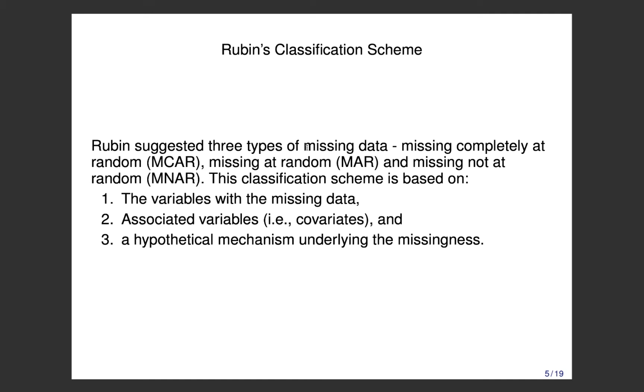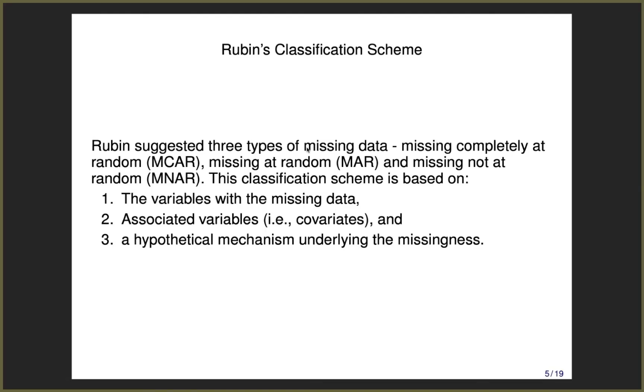So Rubin has the most prominent classification of missing data that people use today. And essentially there are three types of missing data. There are data that are missing completely at random, data that are missing at random, and data that are missing not at random. And this classification scheme is based on the variables that have the missing data, the associated variables, that is, other variables in the model that maybe do or don't have missing data, and a hypothetical mechanism underlying why the observations are missing to begin with.